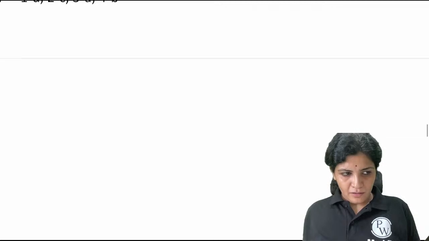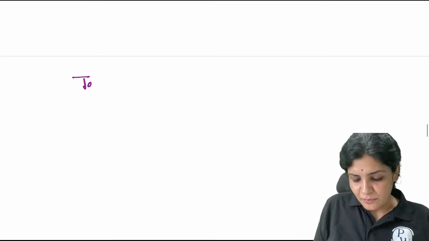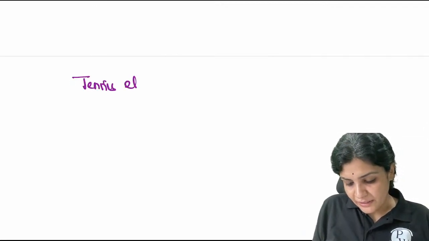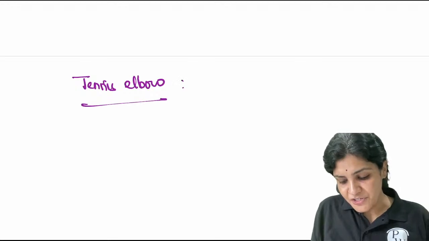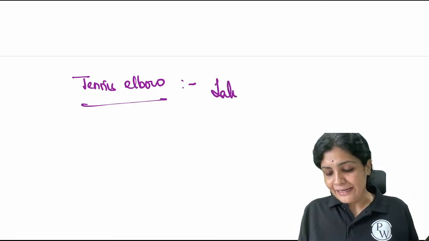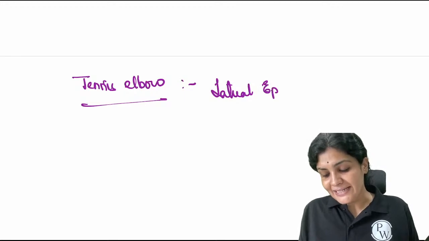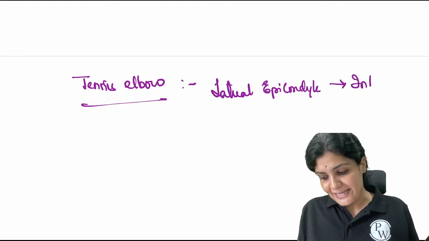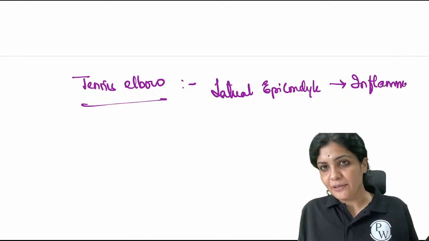Okay. Now let's learn about the tennis elbow. So what do you think is tennis elbow? As you have already matched it, this is lateral epicondylitis. Whenever the lateral epicondyle gets inflamed, this is called lateral epicondylitis. What does itis mean? Itis is nothing but inflammation.